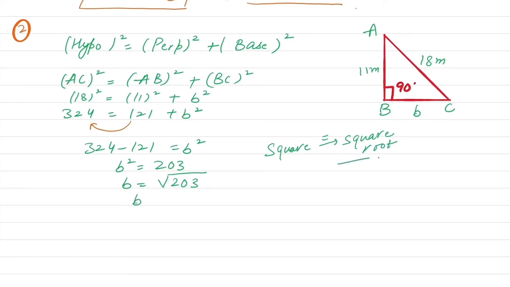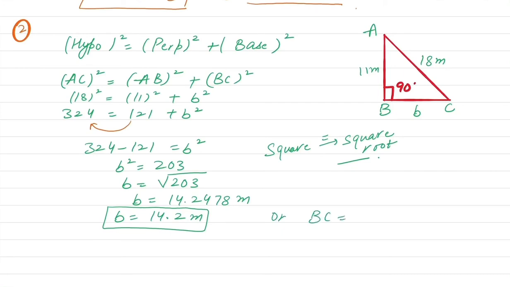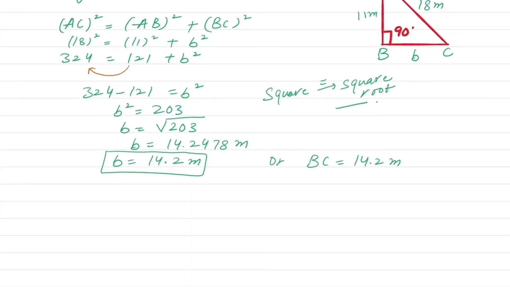So b is under root 203, which is 14.2478 meter. We can round it to 2 decimal places, or maybe 1. So it can be written as 14.2 meter. Or we can say that BC, which is the base of this right angle triangle, is equal to 14.2 meter. So in this way we can find the length of either hypotenuse or base or perpendicular, whatever the side is missing.